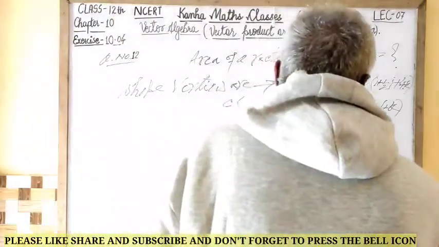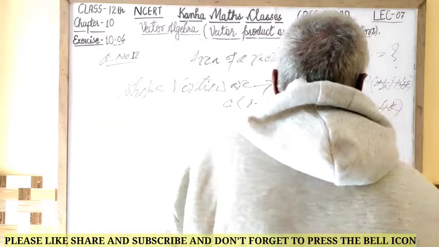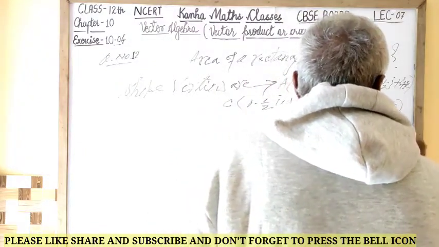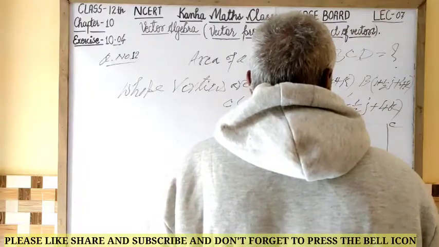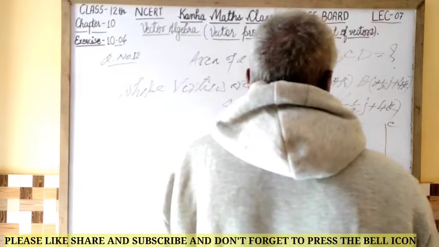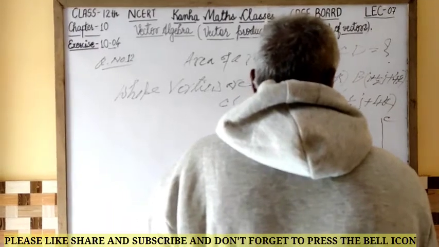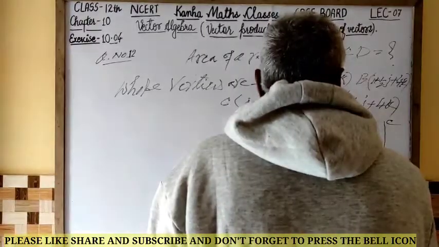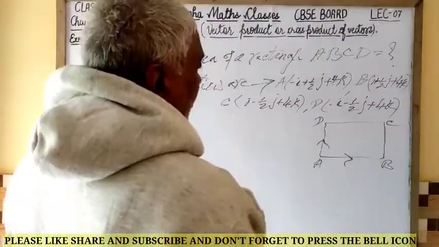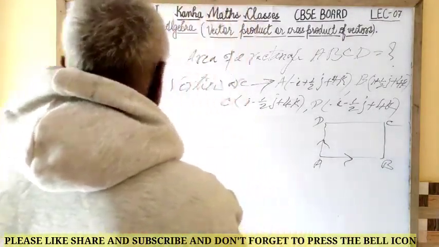sides of the rectangle, that is, if this is A, B, C, D, then we must first find the adjacent sides, the vectors of the two adjacent sides, that is AB and AD, of the rectangle ABCD.